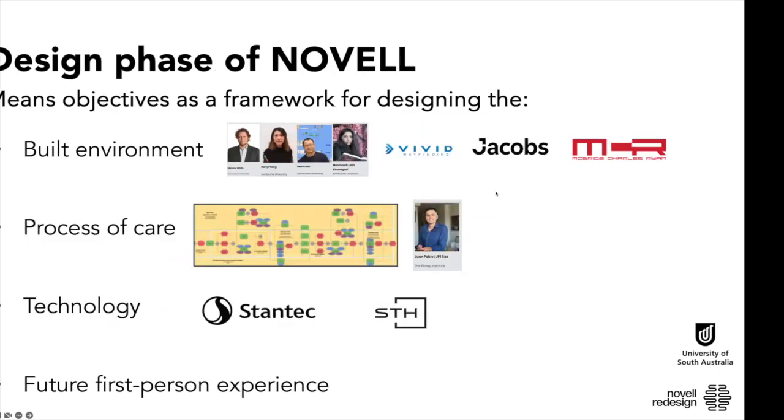So we had some architecture firms, Jacobs and McBride Charles Ryan in particular. Shari, who was your previous speaker, was working at Jacobs at the time. I think she still is. And also Vivid Wayfinding, together with some academic leads, to design some physical built environments. We had JP Saar, who is an occupational therapist, lead the process of care design. With Stantec and STH partners, I led a technology design piece as well as a future first-person experience and narrative development piece of work.